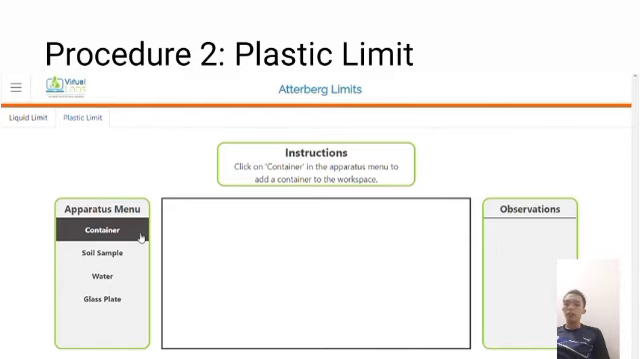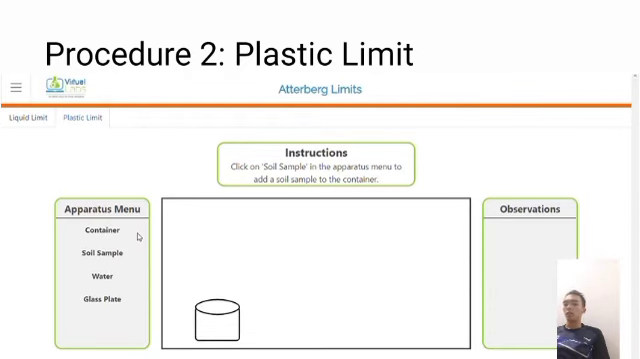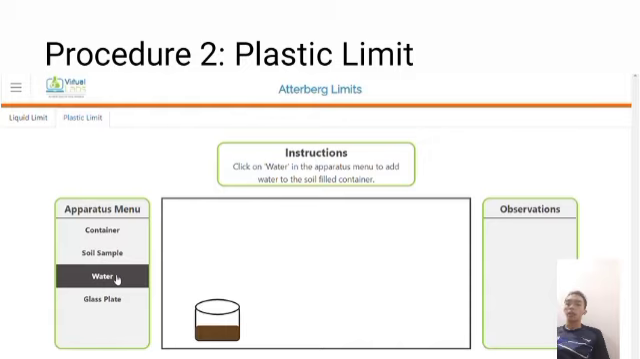Weigh the remaining empty moisture can with the lid, and record the respective weight and can number on the data sheet. The remaining quarter of the original soil sample is taken and mixed with distilled water until the soil is at a consistency where it can be rolled without sticking to the hand.